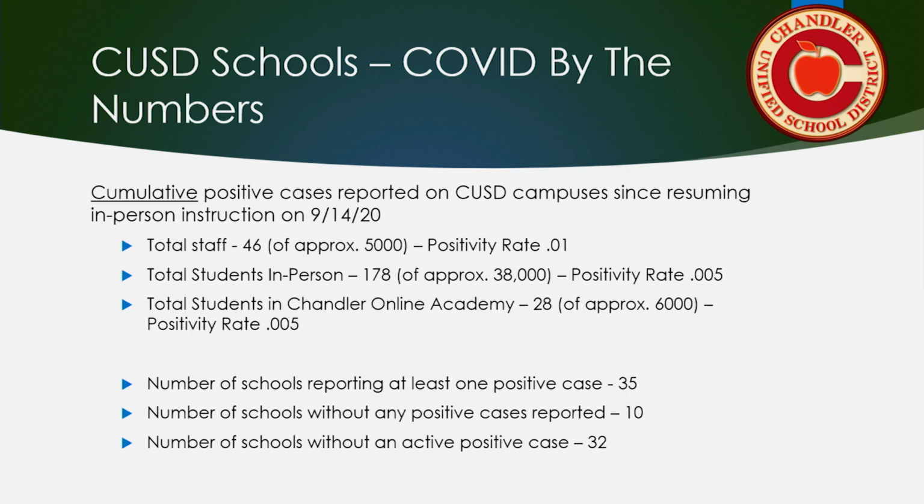We're also reporting per school how many positive cases have been reported. Again, cumulative. The number of schools reporting at least one positive case has been 35 of our schools. The number of schools without any positive cases reported has been 10 of our schools. And currently, the number of schools without an active positive case is 32. So 2 out of 3 of our schools currently do not have any positive cases reported on their campus.